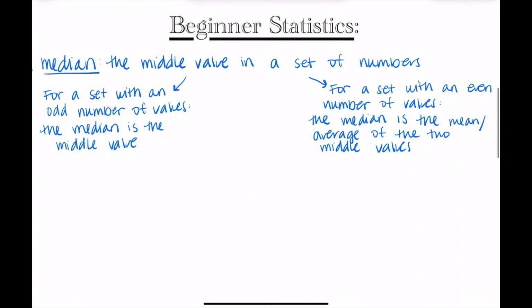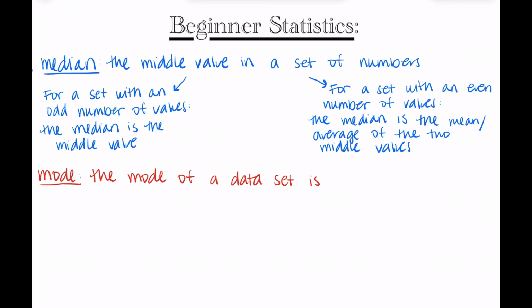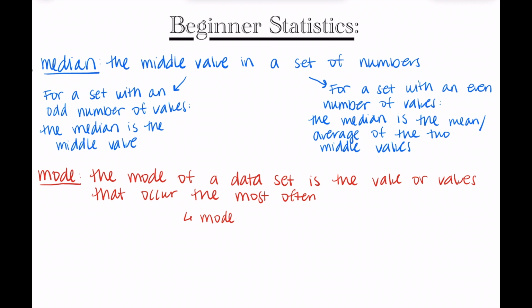So the mode of a data set is the value or values, you can have more than one mode, that occur most often. So the little trick that I tell most of my students is mode starts with MO, right? So most also starts with MO. So whenever you see mode, think most and think of the value that occurs most frequently.